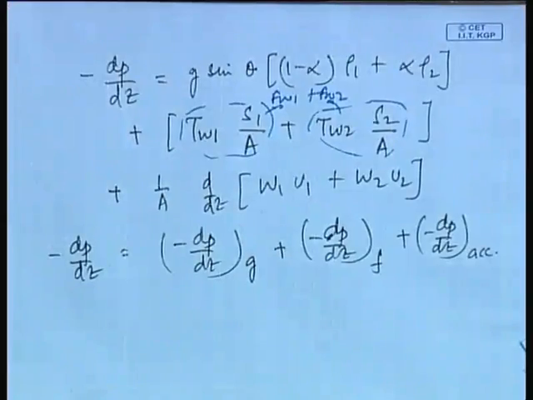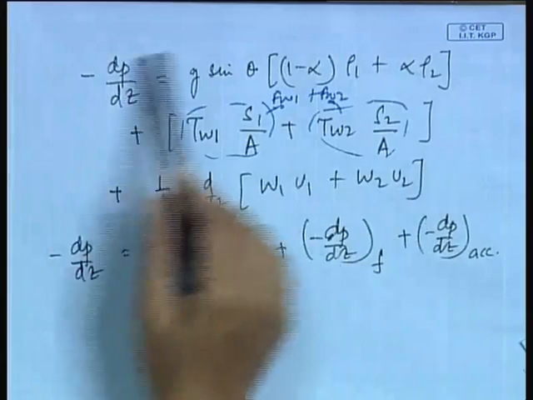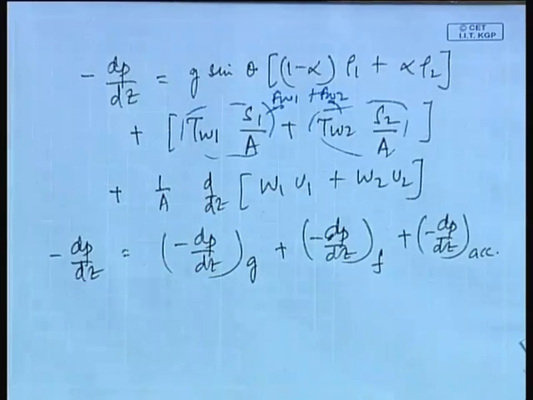So, in the next class we will be writing the momentum balance equation that we have got by substituting the acceleration pressure gradient, so that we get the final expression from where we can find out the pressure drop from known input parameters, and then we will try to define the condition of choking for two phases under separated flow conditions.